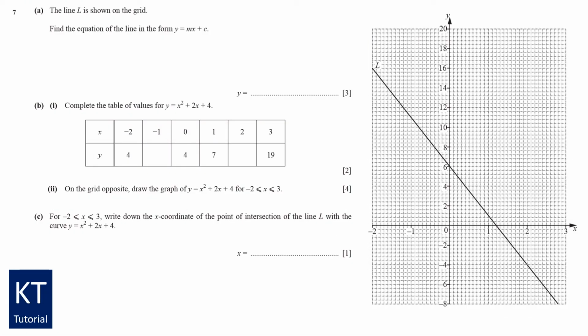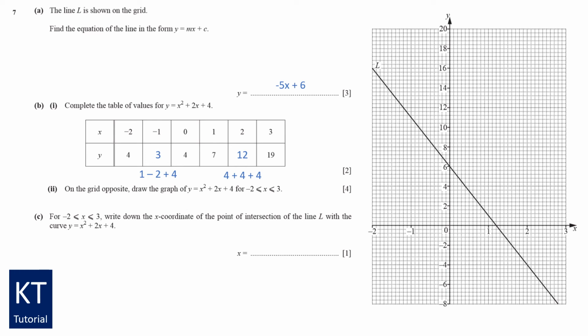Question 7a. The line L is shown on the grid. Find the equation of the line in the form y equals mx plus c. The line on the grid is y equals minus 5x plus 6. Next, complete the table of values for y equals x squared plus 2x plus 4. The values are 3 and 12 respectively.